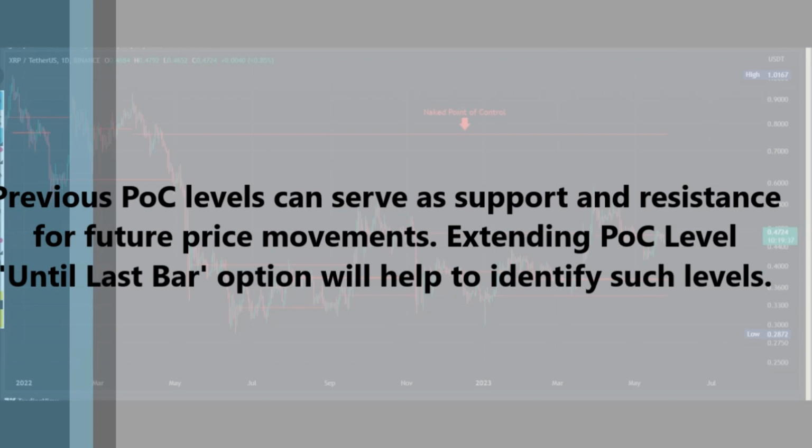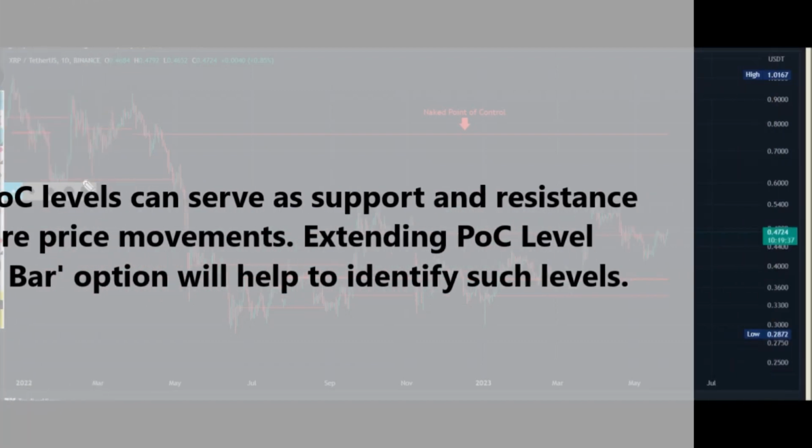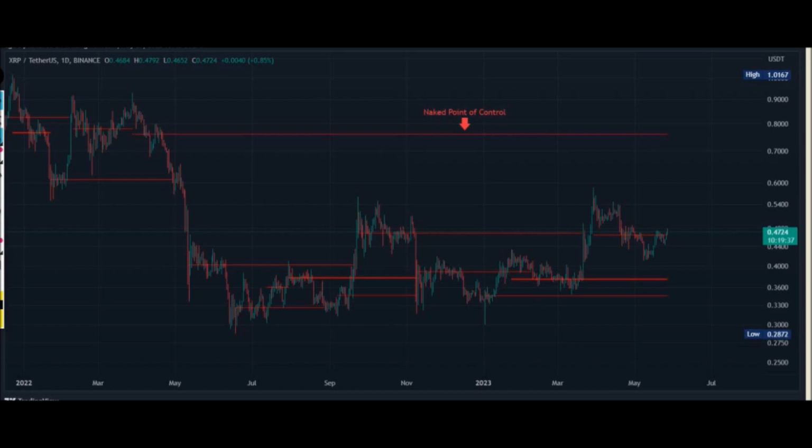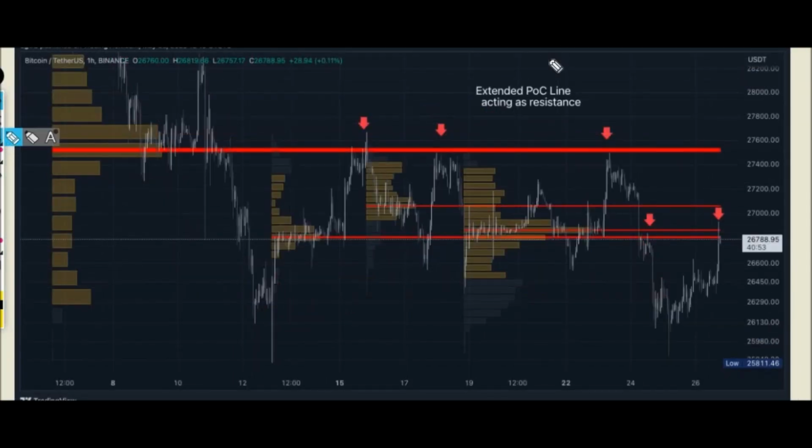And as well, extending point of control levels until the last bar option will help you identify such levels, just as you can see on my chart right here. So basically you can see on my chart we have the previous point of control levels, which can serve as your support and resistance for future price movements. They are already extended and they can work as your key levels. This is support and resistance.